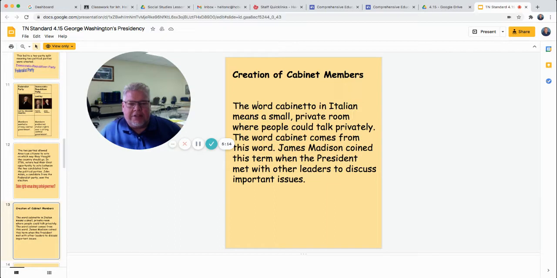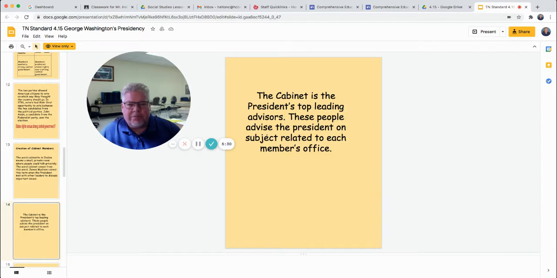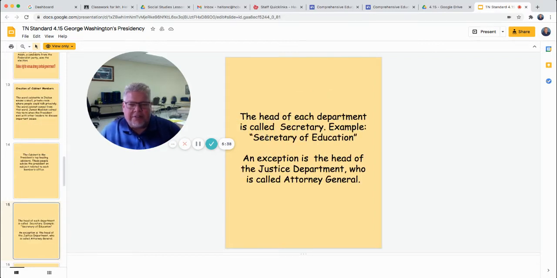And there was a creation of cabinet members. The word cabinetto in Italian means a small private room where people could talk privately. The word cabinet comes from this word. James Madison coined this term when the president met with other leaders to discuss important issues. The cabinet is the president's top leading advisors. These people advise the president on subjects relating to each member's office.